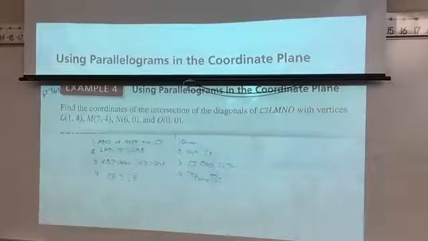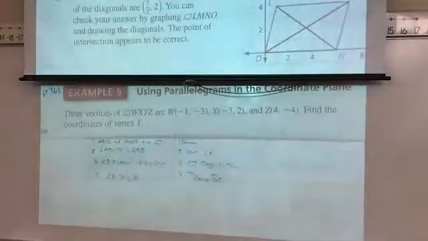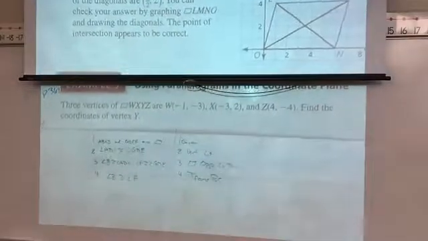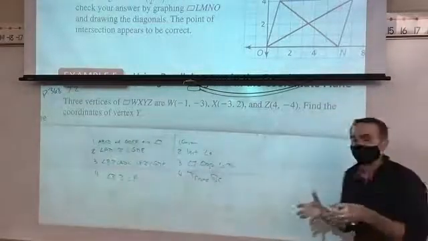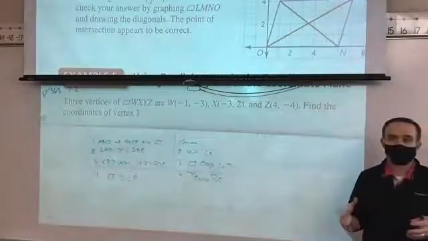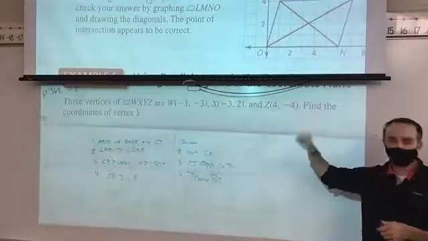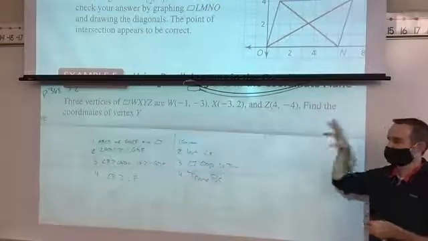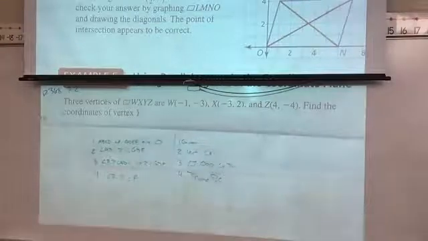Okay, we got one more. This was a little harder to do in your head, so my suggestion is going to be to sketch it out. Okay, they give you 3 vertices. They want you to find the 4th one. Okay, so I want you to sketch it out. I want you to draw it out. Okay, doesn't have to be perfect, but I want you to sketch it out so you can visualize what you're looking at. Sketch out those 3 points. We want to find the 4th one.